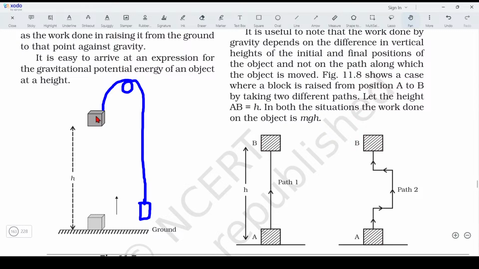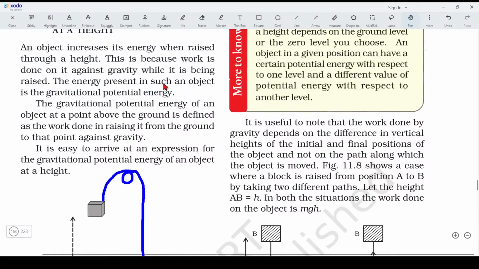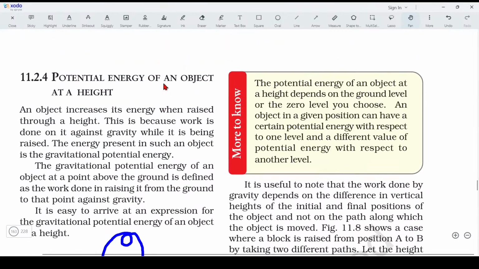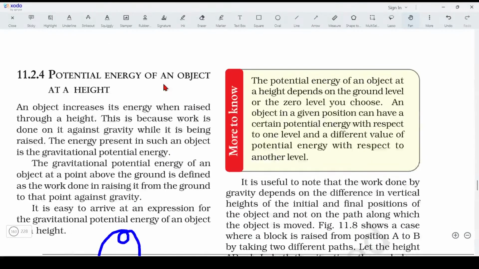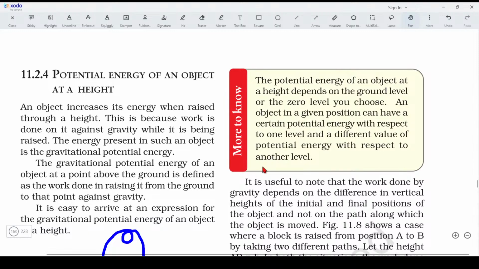Now, if this object comes down, by pulling this one up, that means this is losing this energy and giving it to this one. Now, if this fellow comes down again, this is losing this energy and giving it back to this one. It is like this. So now another. Okay, continue reading.